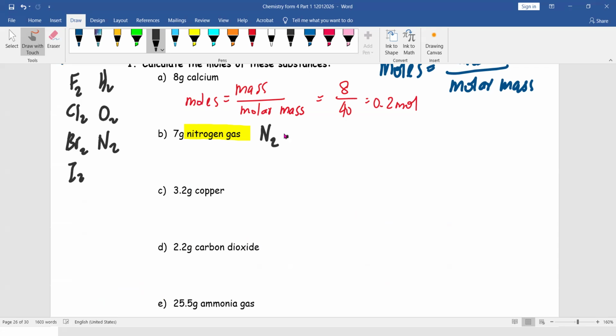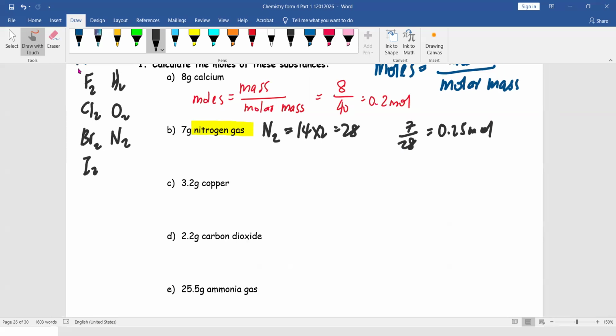Okay, so the molar mass is 28. So 7 over 28. Get it? 0.25 mole. Do you understand? Somebody else is atom. Don't go and create your own theory. When they are an element, only these 7 elements exist as molecules. Okay, copper is just Cu, carbon dioxide is CO2, ammonia is NH3. Okay, can you please do this? Calculate the amount of mass over molar mass.